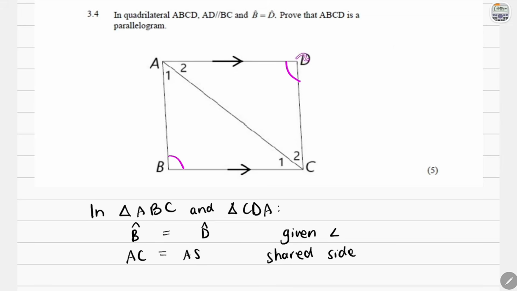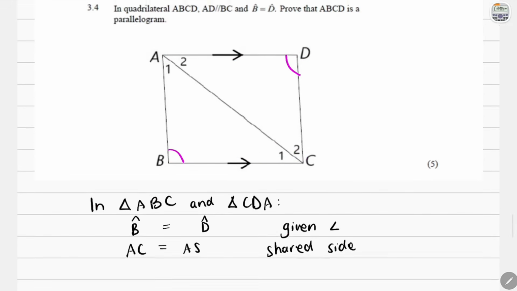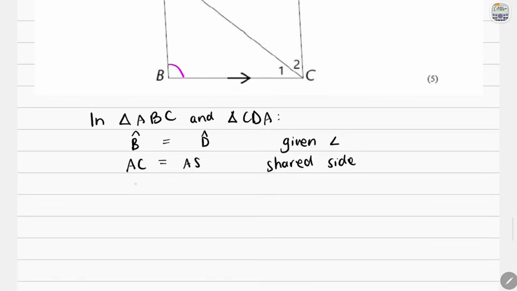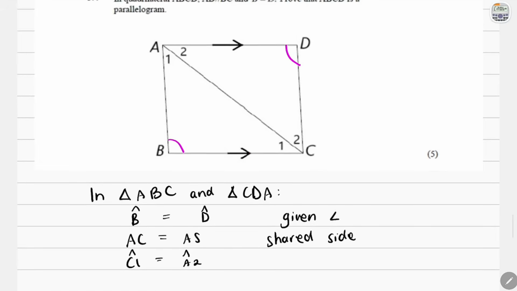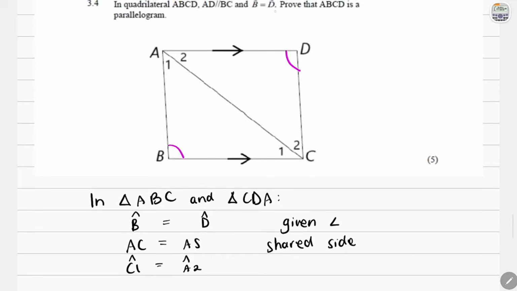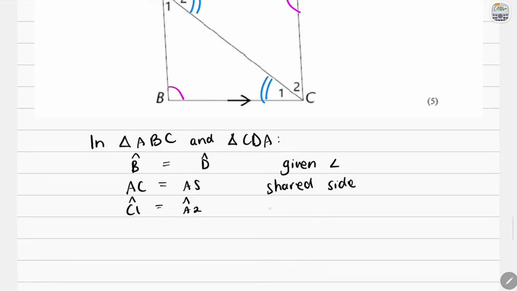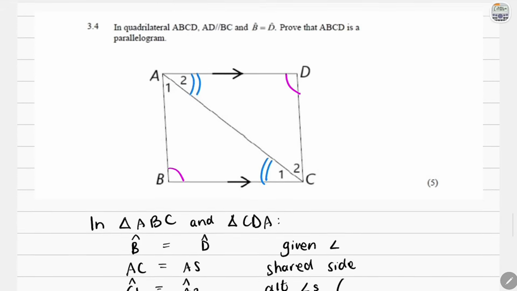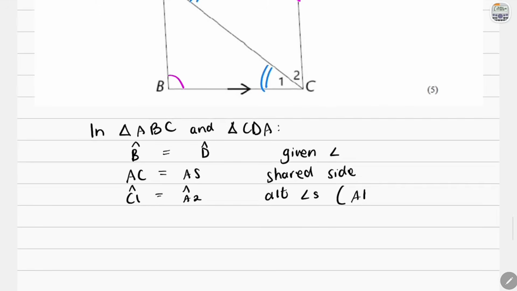And we can see that here. Okay, so we have alternate angles. So angle A2 is equal to angle C1. Okay, so we can go ahead and tell them that. I'll start with angle C1 because it's in this triangle. So angle C1 equals angle A2 because we have alternate angles. And I'll just put that down. This is equal to that. Okay, and we can just tell them these are alt angles and just tell them the lines that are parallel. We know that AD is parallel to BC.